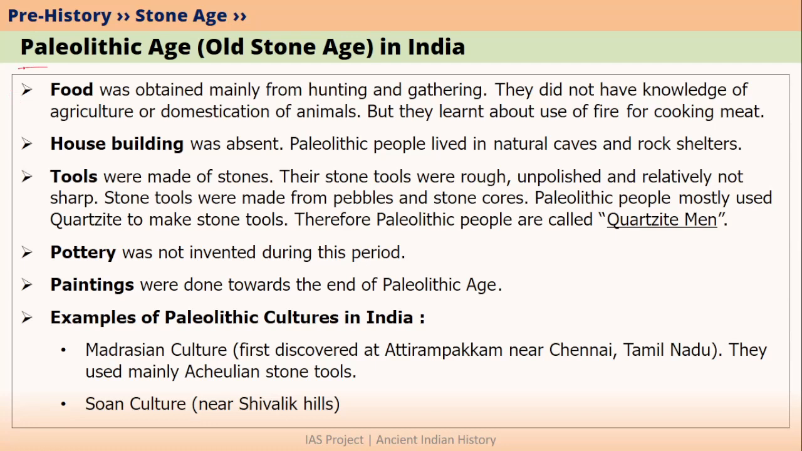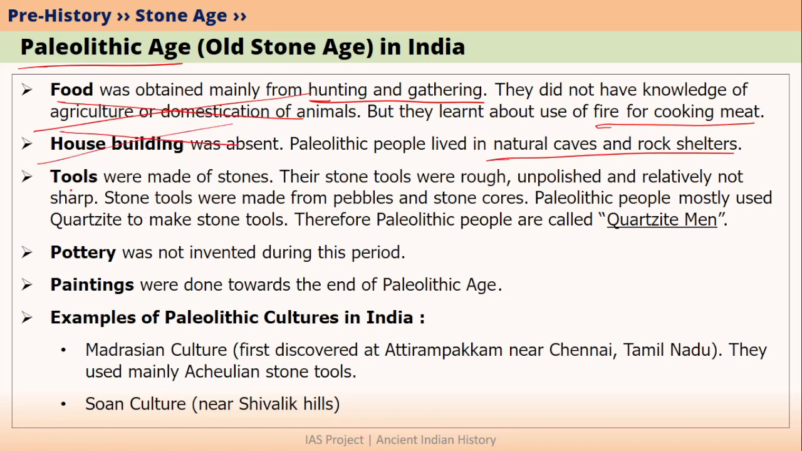In case of Paleolithic age, people were mainly hunters and gatherers. That is why they got their food from hunting and gathering. They did not have any knowledge of agriculture or domestication of animals. However, towards the end of Paleolithic age, they discovered the use of fire for cooking meat. Moreover, Paleolithic people lived in natural caves and rock shelters. They did not know how to build houses.